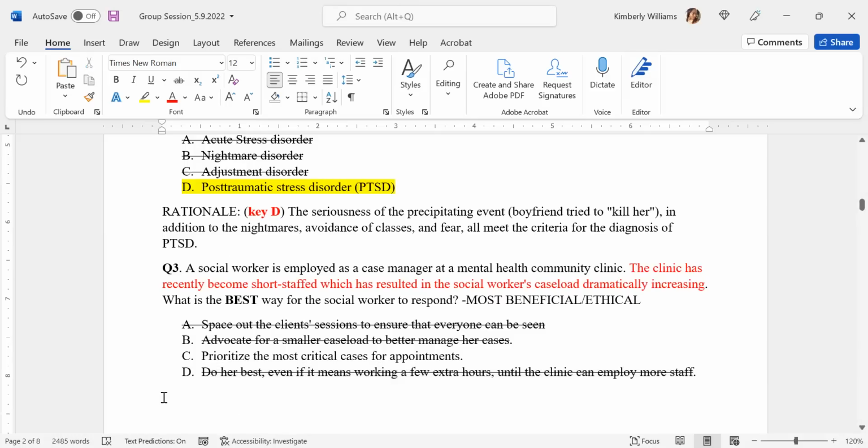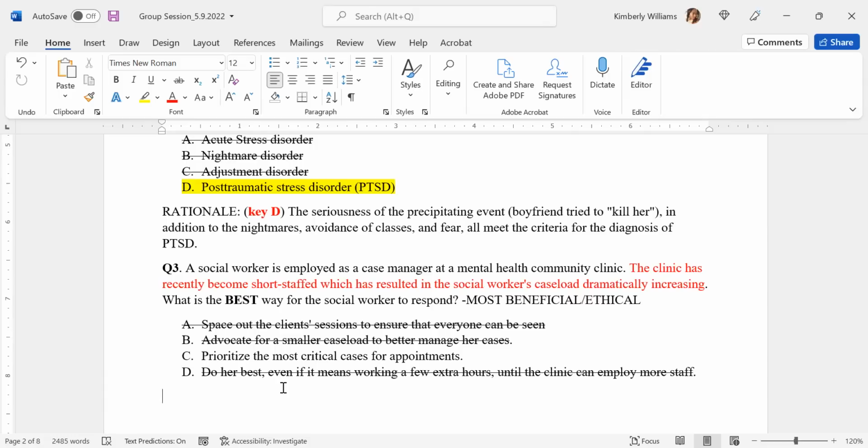Why we scratch what? A. Why are we not spacing out the clients to ensure everyone can get seen? Why do we get rid of that? Because with me, it says the best way, and the best way is to prioritize. Okay, so why won't we advocate for a smaller caseload? Because that's like saying lesser clients.